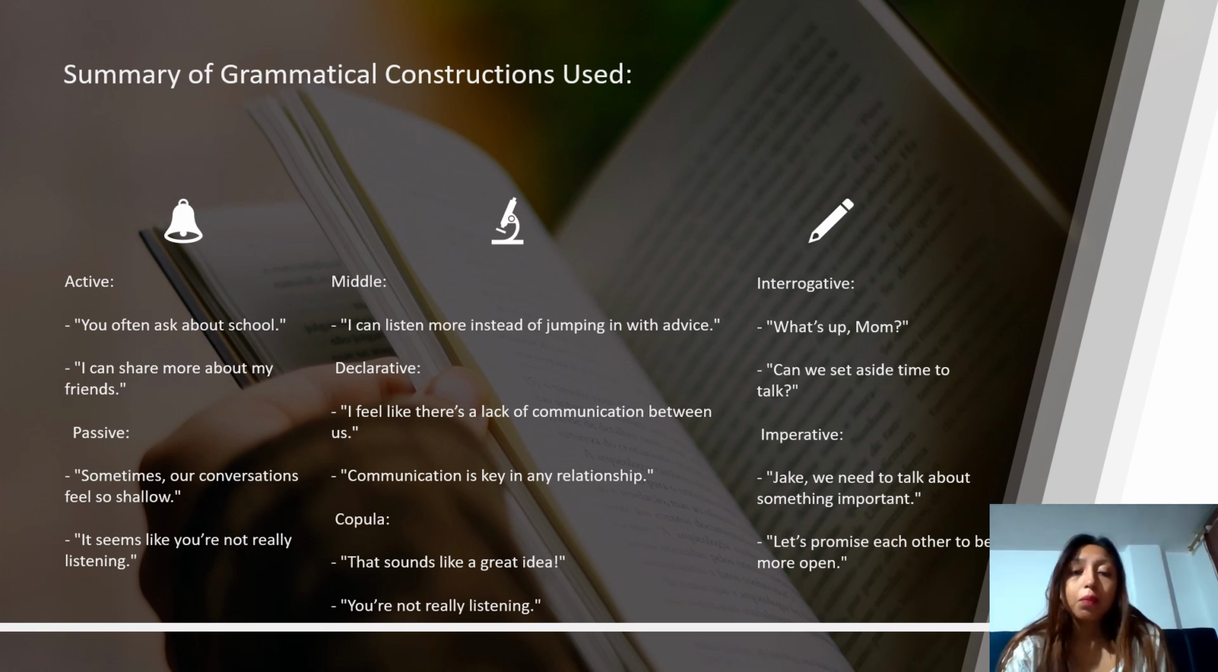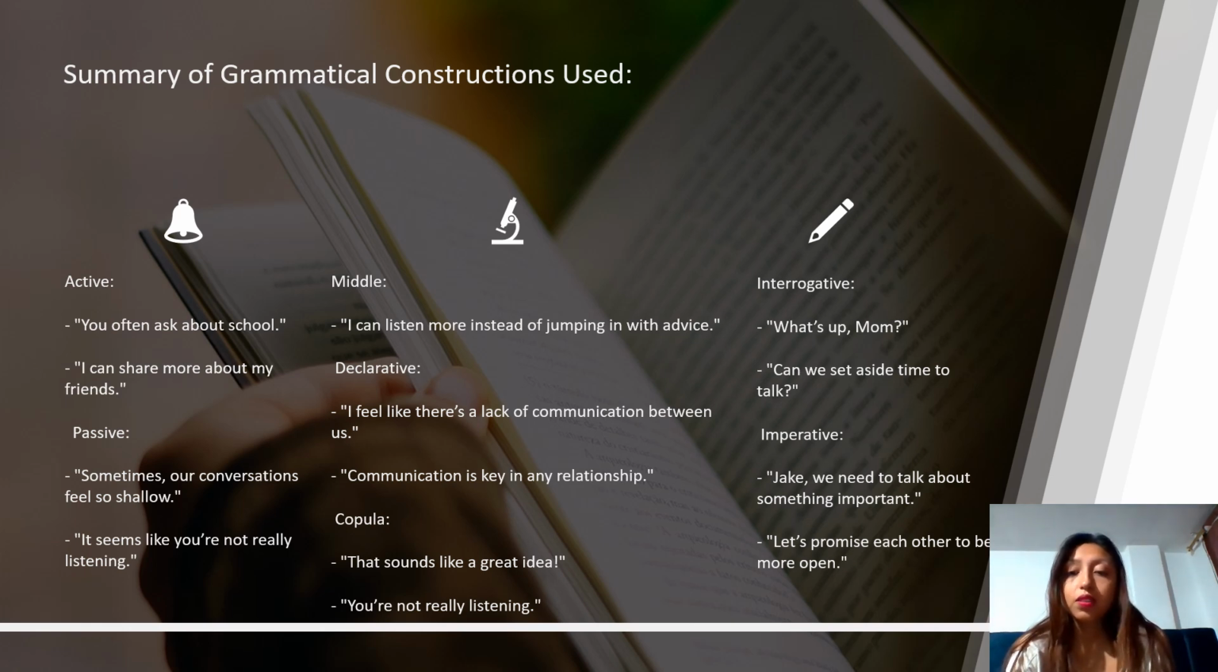Next, we have copula. A copula is a linking verb that connects the subject to a subject complement, often the verb to be. For example, that sounds like a great idea and you're not really listening. Next, we have interrogative. An interrogative sentence asks a question and typically begins with a question word or an auxiliary verb. For example, what's happening? Can we set aside time to talk?